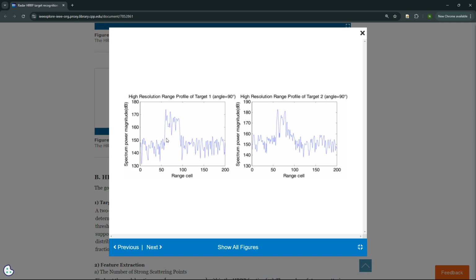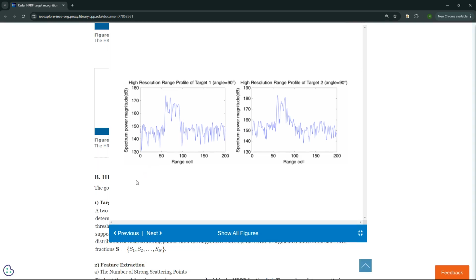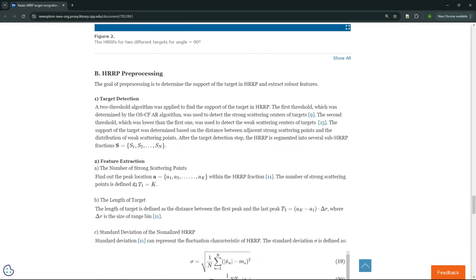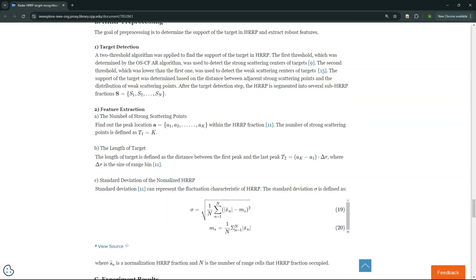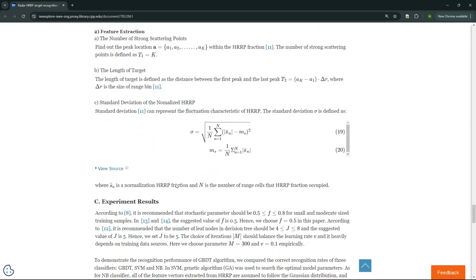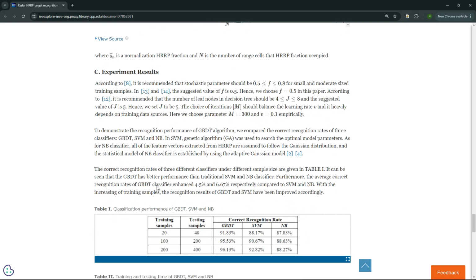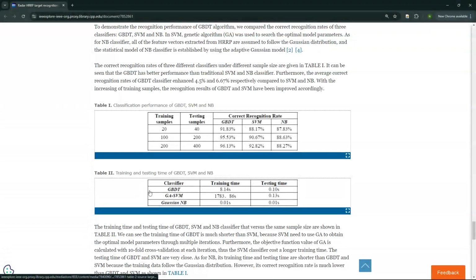They also employ some sort of two thresholds, CFAR detection, actually order statistic CFAR detection, I think, and they gather a total of, let's see, the length of the target, the number of strong scattering points, the standard deviation of the normalized HRRP for the whole vector. And so it's basically three features. So the feature vector is three-dimensional. Okay, now let's see the results.